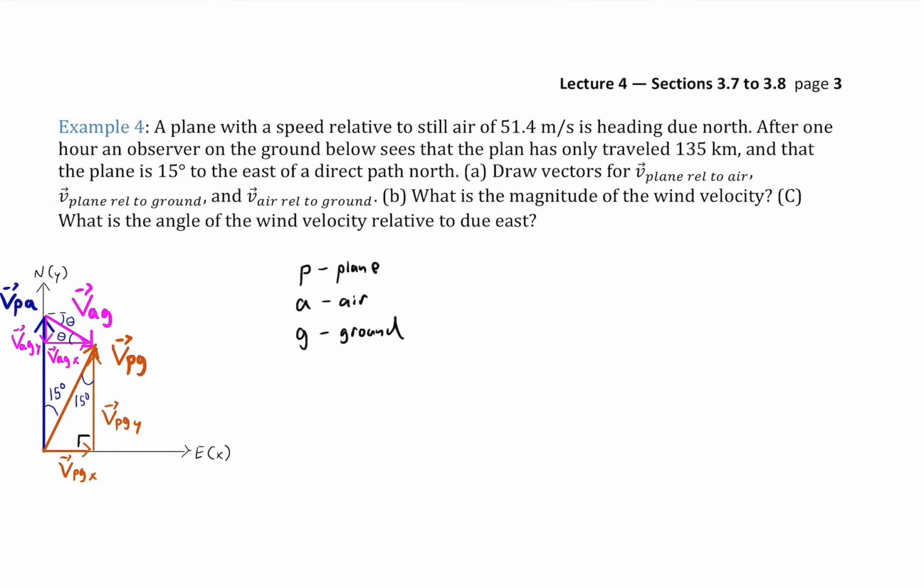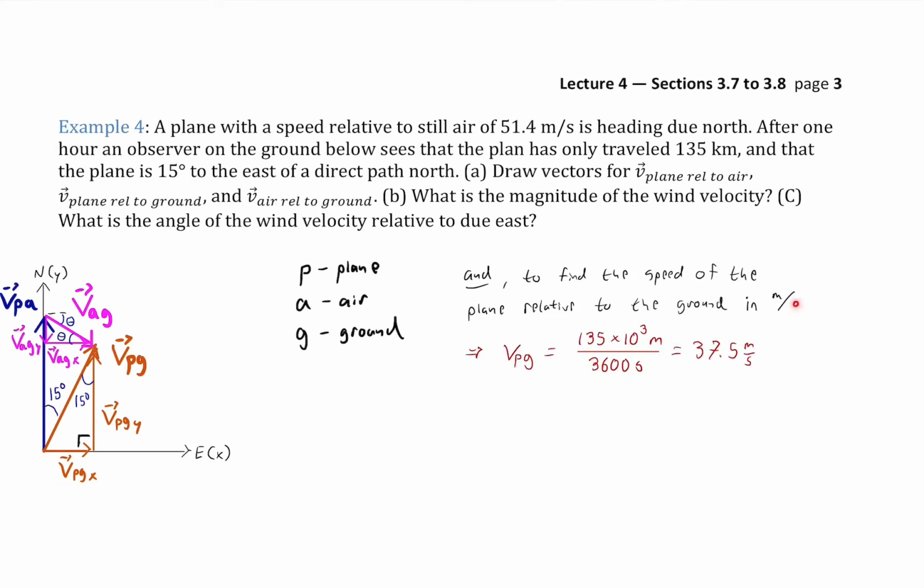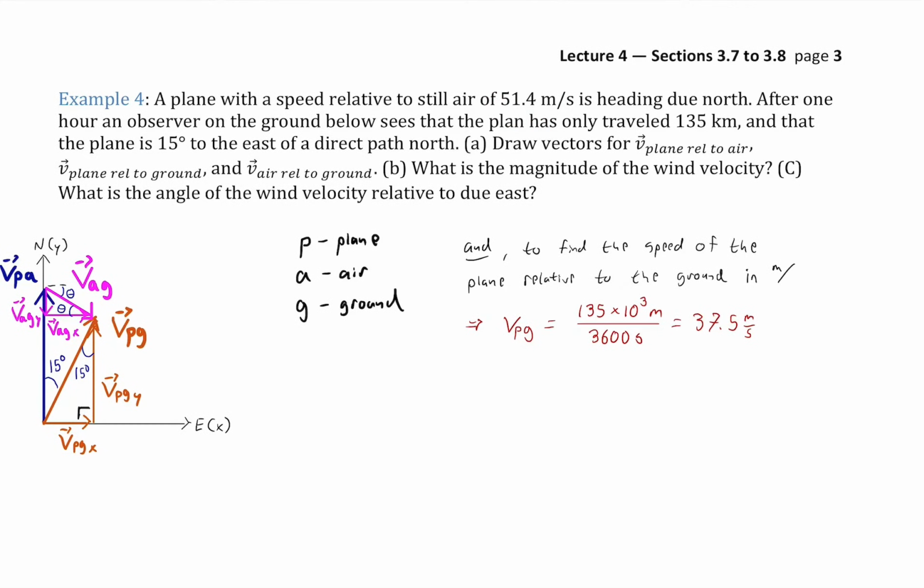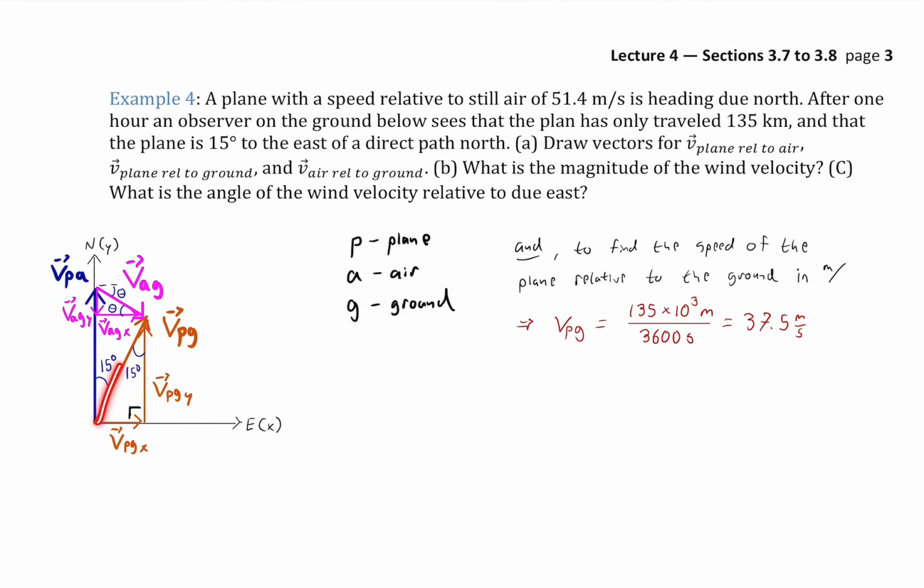So first of all, let's define our variables. I think I already did that pretty clearly, all right? And then to find the speed of the plane relative to the ground in meters per second, we just take the 135 kilometers, which is 135,000 meters, and divide it by the number of seconds in an hour, which is 3,600. So then you find out that the magnitude of the velocity of the plane relative to the ground is only 37.4 meters per second, significantly slower because of that headwind. In other words, the magnitude of this dark orange vector is that much shorter than the magnitude of the blue vector.